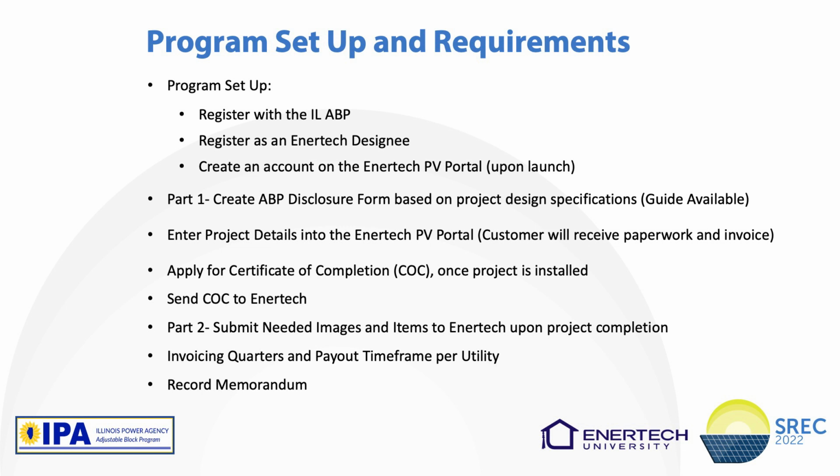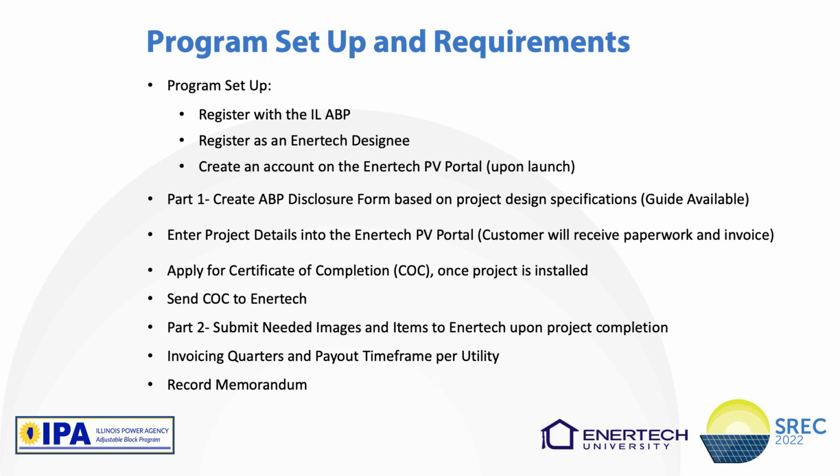At that point in time, we can complete the Part 2 by submitting all the necessary images and items needed. Those are going to be images such as the full array and images of the inverter label that also contains the serial number on that inverter label. There's also set invoice quarters that are planned through the Illinois Commerce Commission, and this can cause the time frame for the payout to vary per the utility, whether it be Ameren or ComEd that will be paying out for the project at that time.